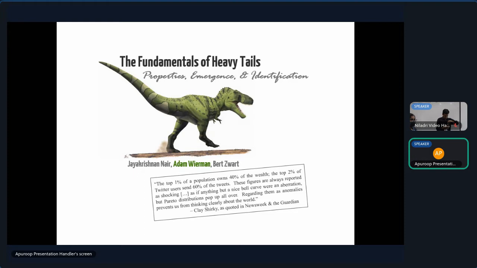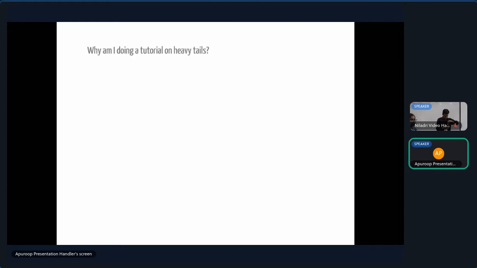So let's begin. This is going to be a tutorial on heavy tail distributions. Why is there a tutorial on heavy tail distributions? Well, we are writing a book, it is actually out, and we will talk about the book later. Why a book on heavy tails? Because, as I will point out, heavy tail phenomena are ubiquitous, but they are also fairly misunderstood. They come up all over the place.